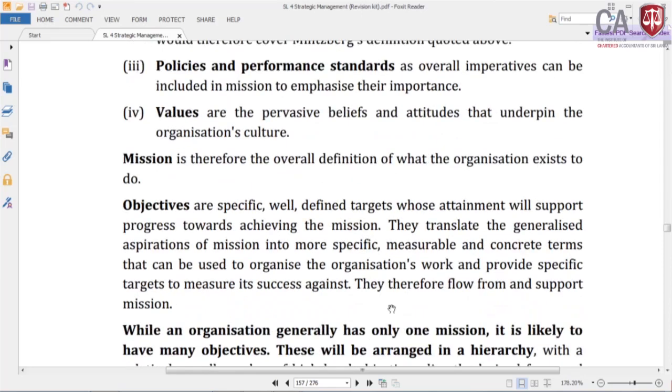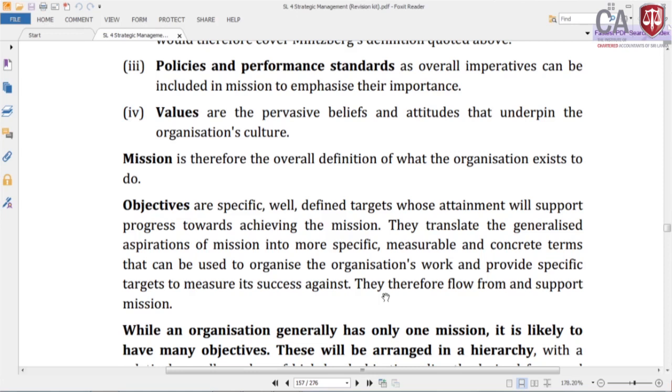So, mission is therefore the overall definition of what the organization exists to do, right. That is why sometimes people say mission describes the organizational reason for existence. That statement is correct. Mission describes the organizational reason for existence, right.